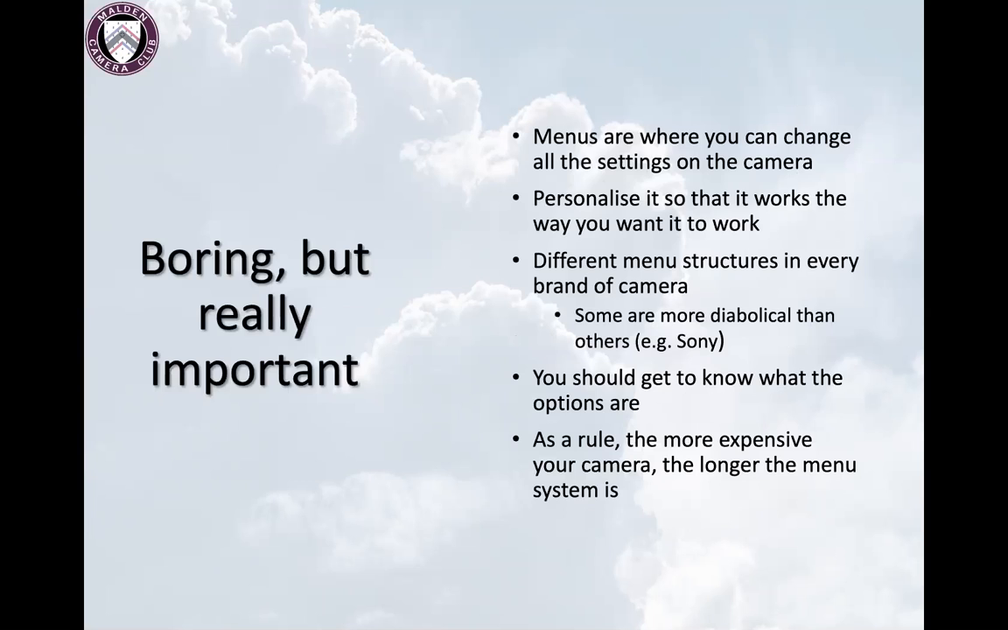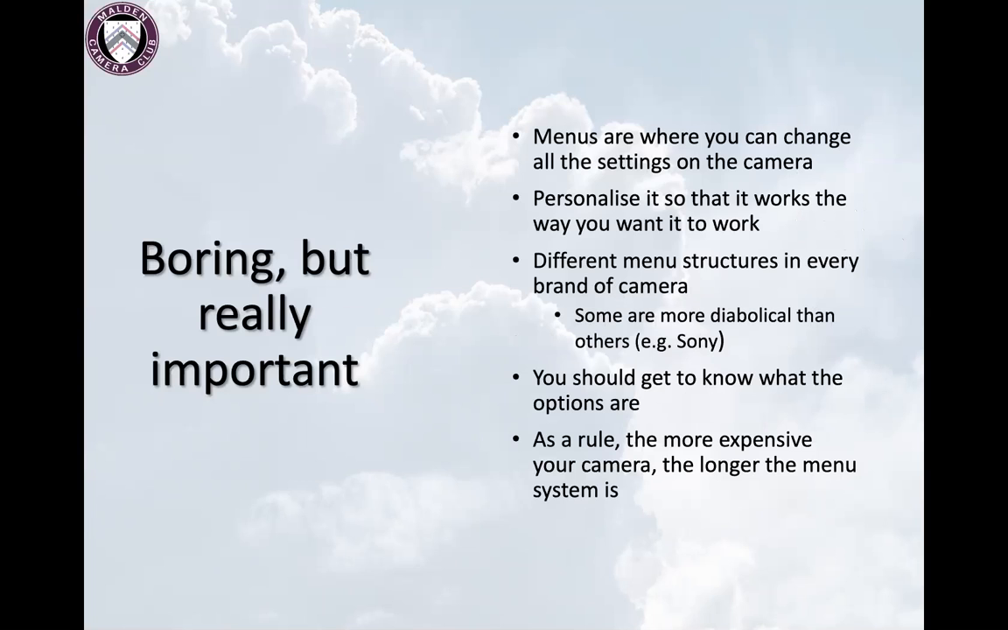Finally, manuals and menus. Menus are where you can change all the settings on the camera. You can personalize the camera so that it works the way you want it to work. If you're moving from one brand of camera to another, be aware there are different menu structures in every brand, and some menu structures are more diabolical than others. Sony has a bad reputation for this, although they are getting better.